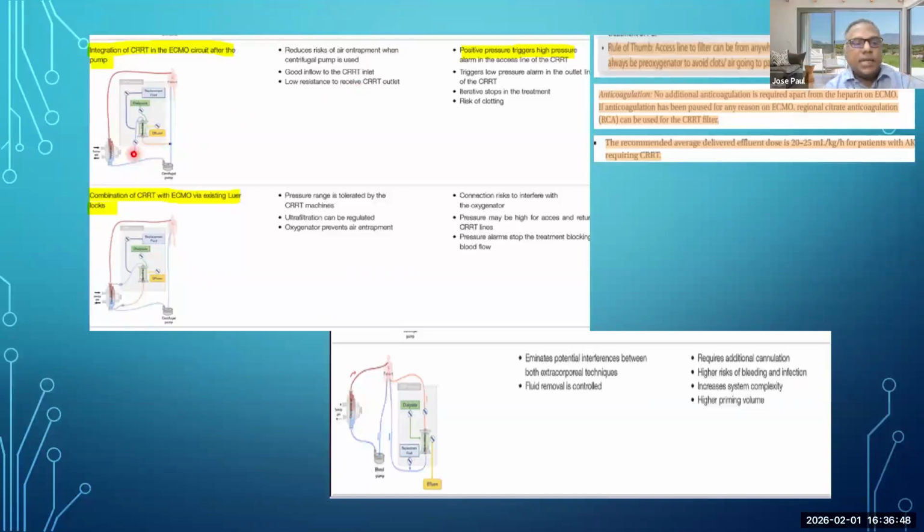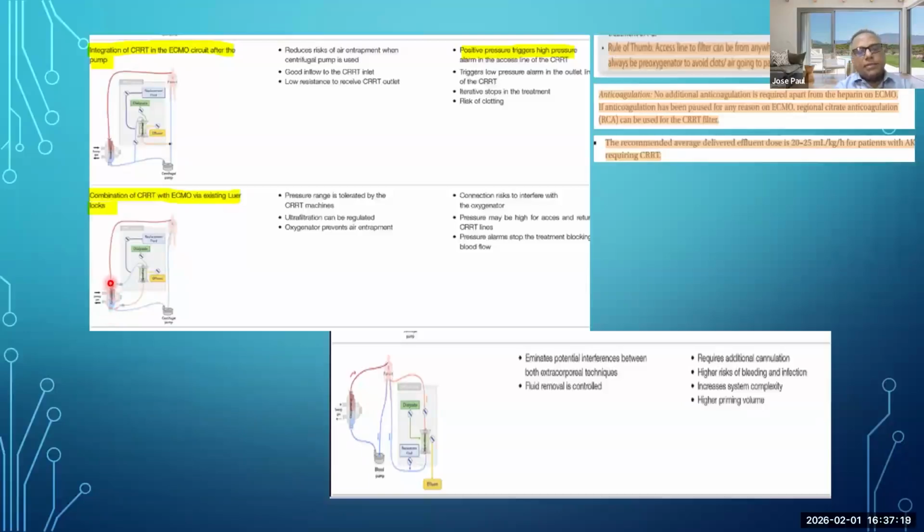Here the problem is again in this part of the pump there will be high positive pressures. Because of the high positive pressures, it can trigger high pressure alarms within the CRRT machine. Then, this is one of the most common integration techniques used. You take the blood from the ECMO circuit after the membrane oxygenator. It goes into the CRRT machine, gets purified, and is returned just before the membrane oxygenator.